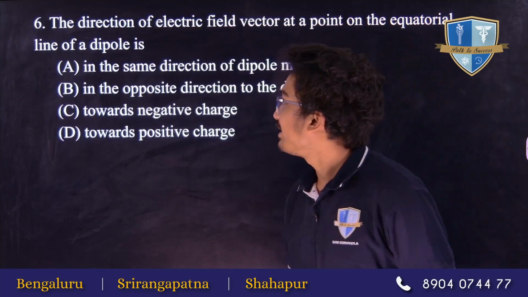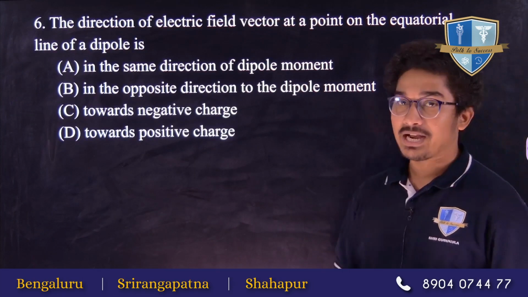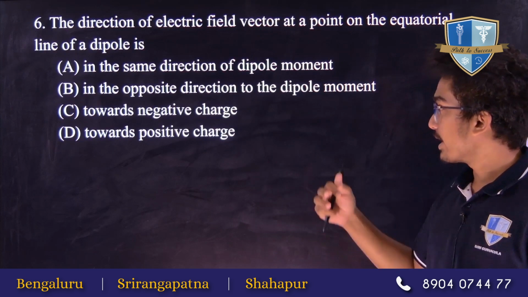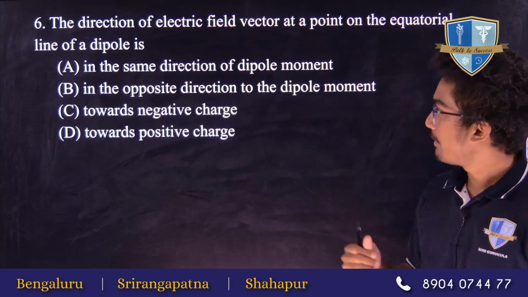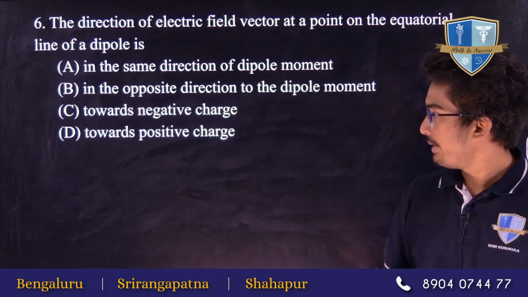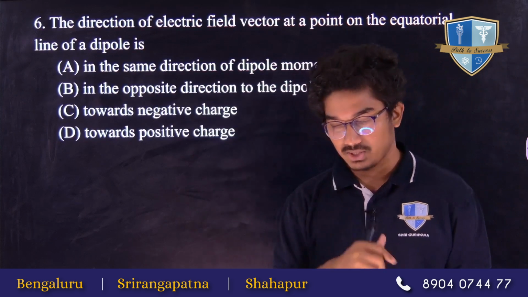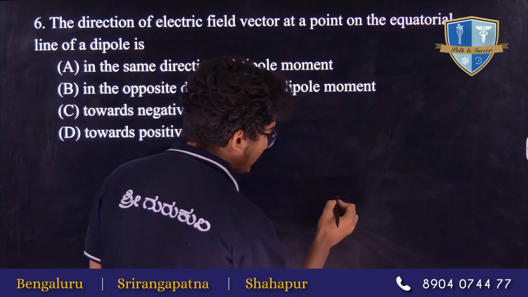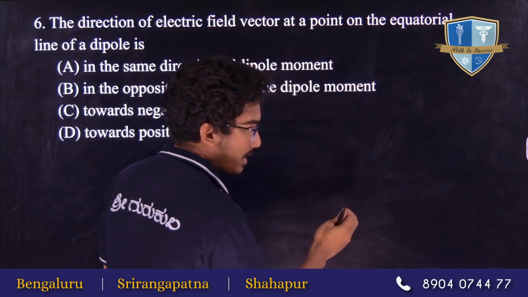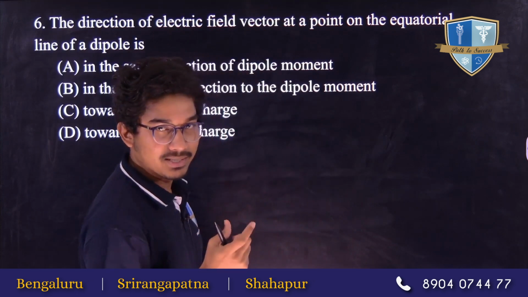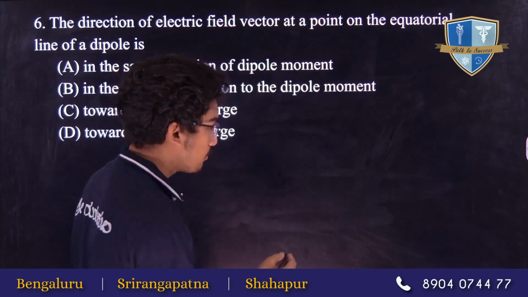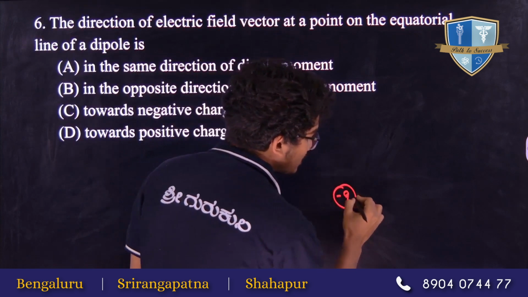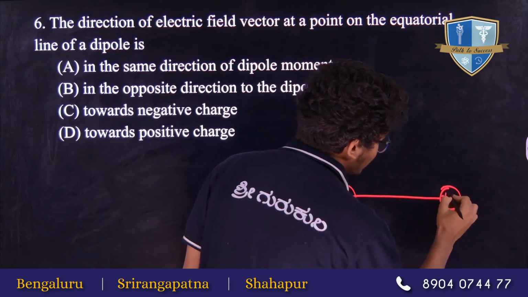So next question is: the direction of the electric field vector at a point on an equatorial line of a dipole is. These are our options: in the same direction of the dipole moment, opposite direction to the dipole moment, towards negative charge, or towards positive charge. So let's try to understand what is a dipole moment. Dipole moment is when two equal charges are placed at some distance d, then q into d will be our dipole moment. So let's take two opposite charges, a minus q charge and a plus q charge.